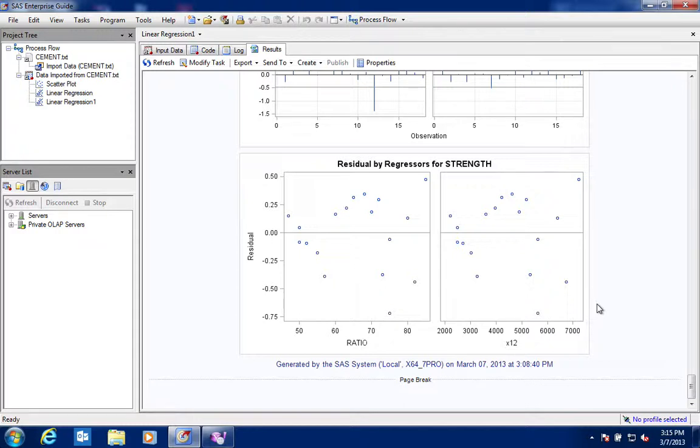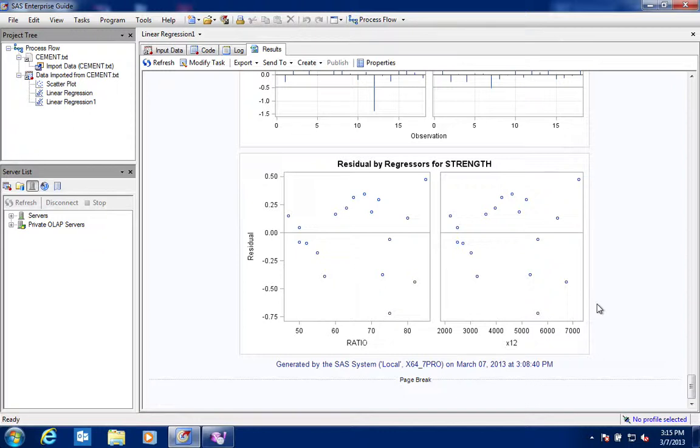And R-squared adjusted, this one is much better. So this model can explain up to 92%, 93% of the variability of the strength by just the ratio and the square of the ratio. So altogether, if I combine everything together, this one is preferred, right? The second order model.